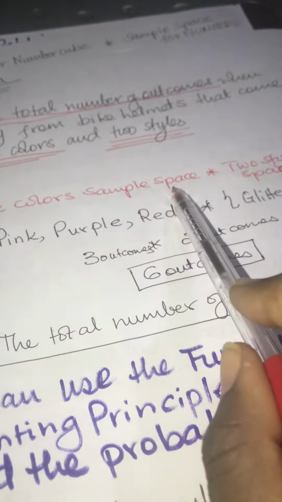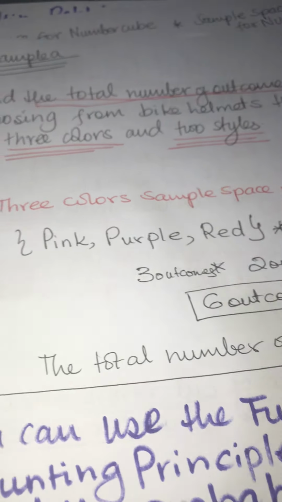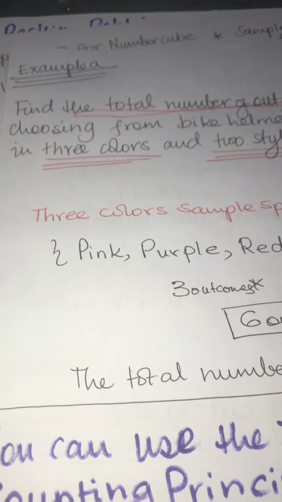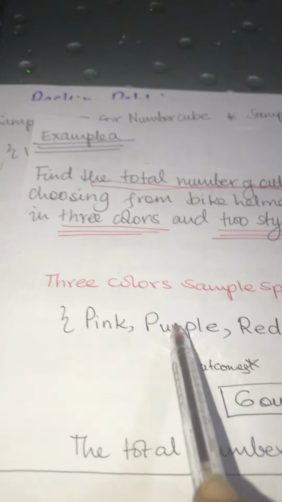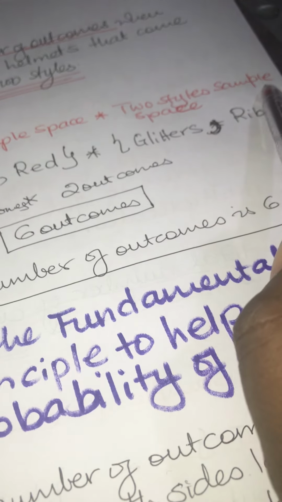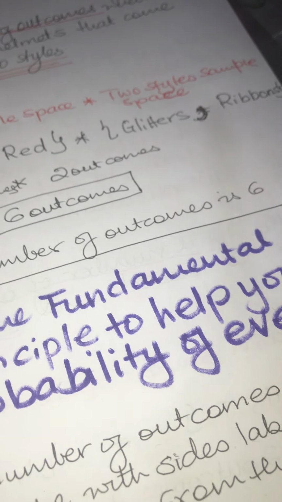So I wrote there, 3 color sample. You choose any 3 colors. I chose pink, purple, red. You can choose red, black, yellow. You can choose blue, green, white. It doesn't matter. Whatever 3 colors, but you only need 3 colors. And you need 2 styles. So I said my styles will be glitter and rainbow.